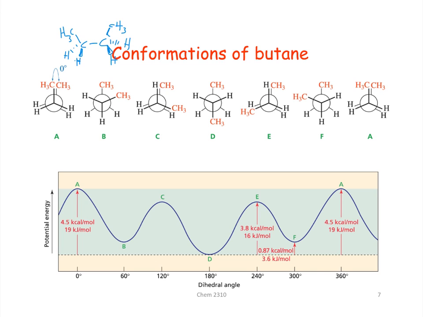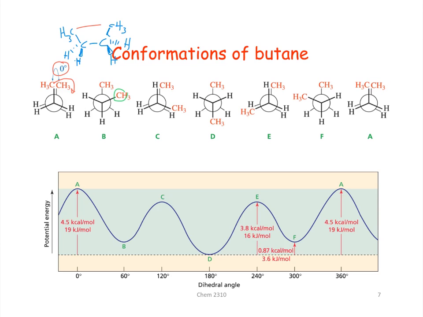Okay, where we have the two methyl groups up here in the same plane. All right, so we have a 0-degree dihedral angle. So now what we're going to do is rotate again. This time we're going to rotate the front carbon and keep the one in back constant. All right, so we're going to rotate this methyl over here.